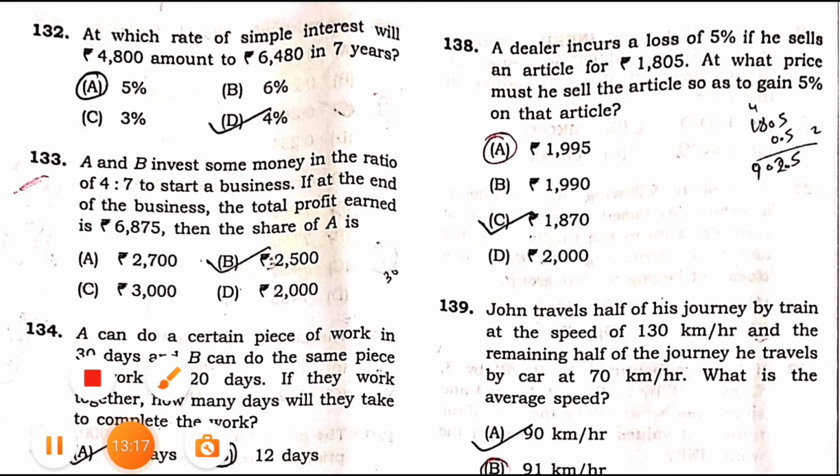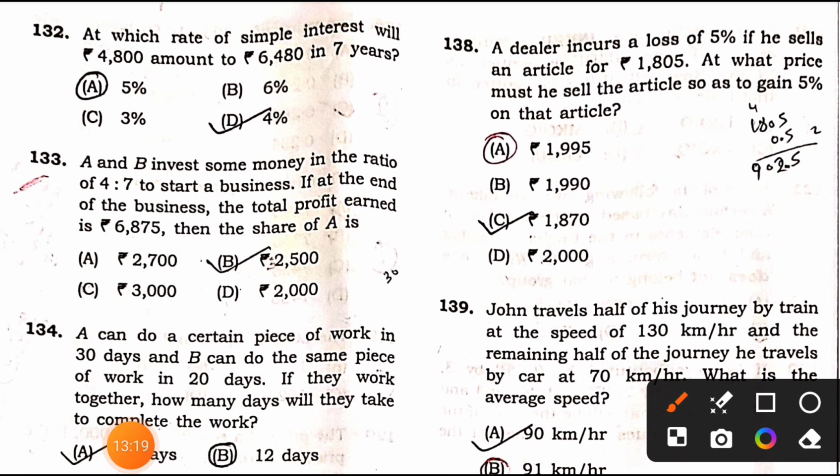138. A dealer incurs a loss of 5% if he sells an article for 1805. At what price must he sell the article so as to gain 5% on that article? Correct answer here is A, 1995.